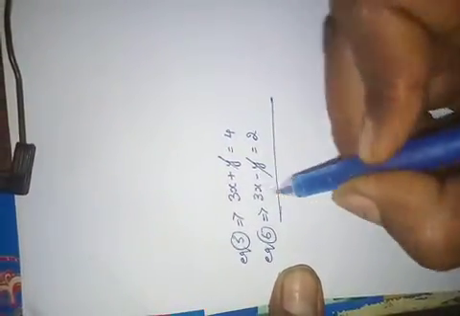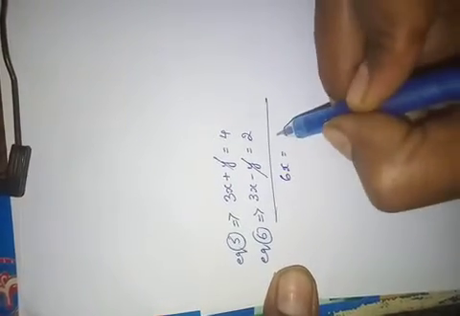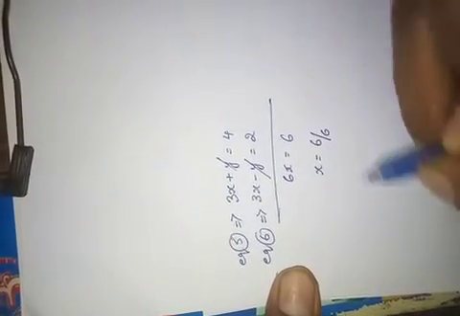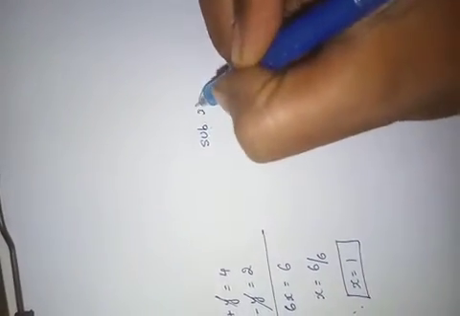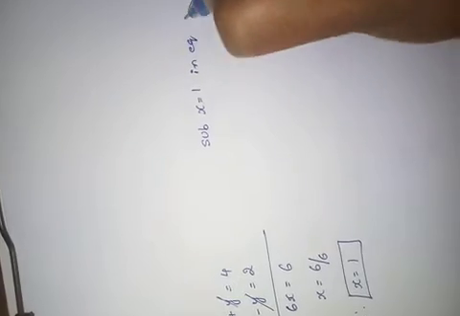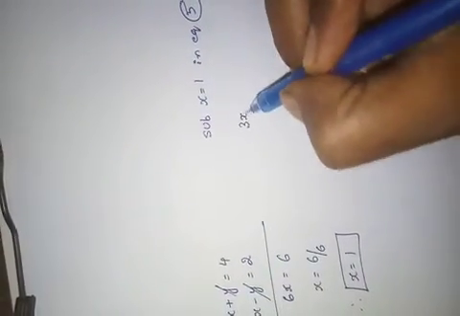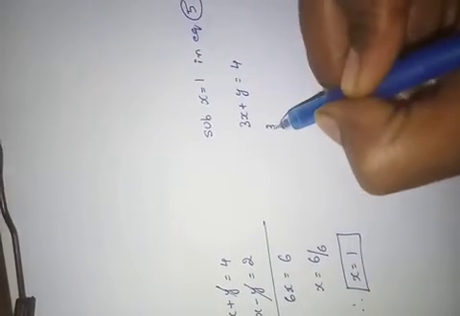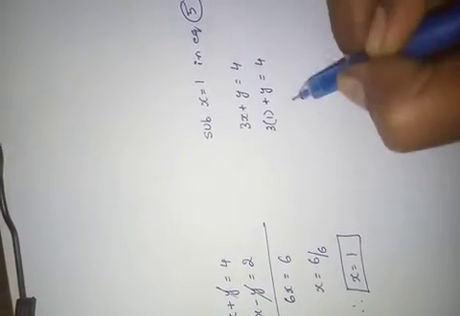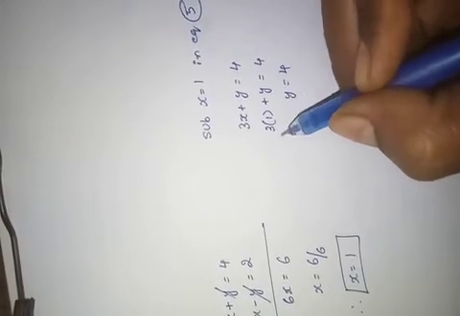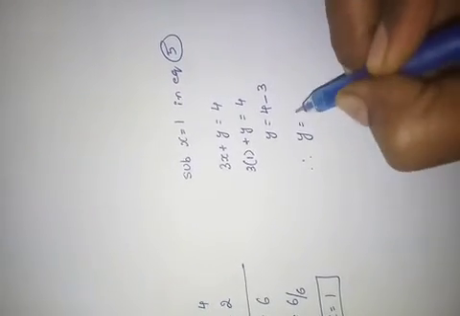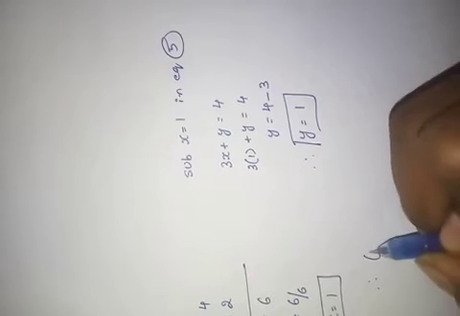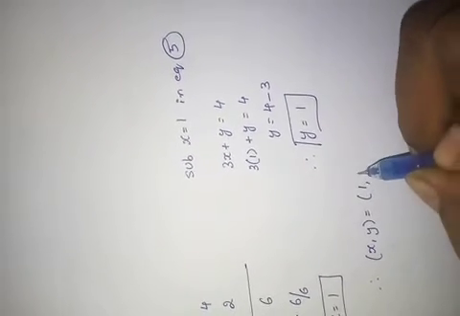+y and −y cancel. 3 plus 3 is 6, so 6x = 6. x equals what? 6/6. Therefore, x = 1. Substitute in equation 5 or equation 6. I am substituting x = 1 in equation 5. What is equation 5? 3x + y = 4. 3 into 1 plus y = 4. y = 4 − 3, 3 ones are 3, if I send it to that side, minus 3. Therefore, y = 4 − 3 = 1. Therefore, (x, y) = (1, 1).